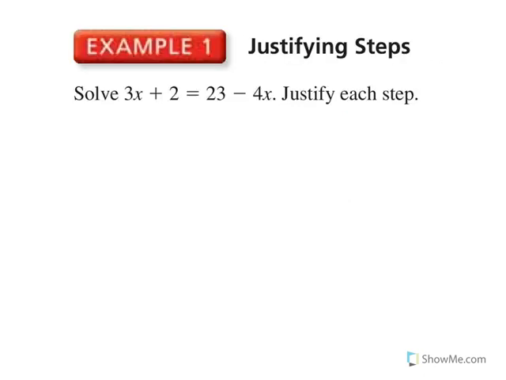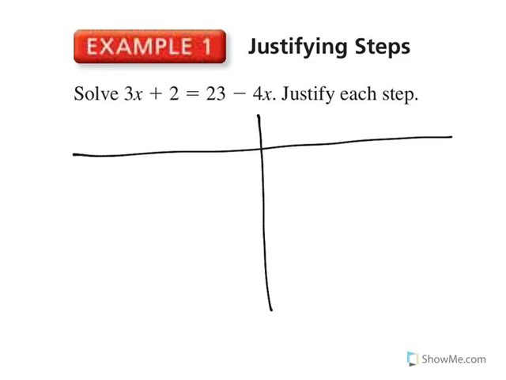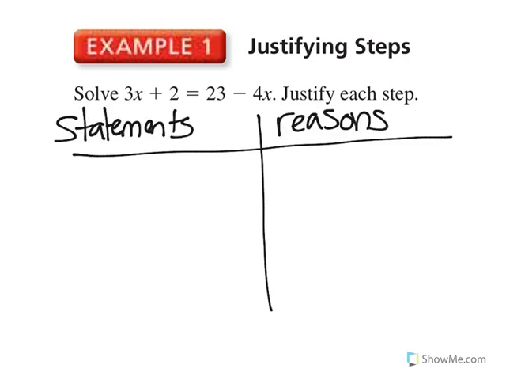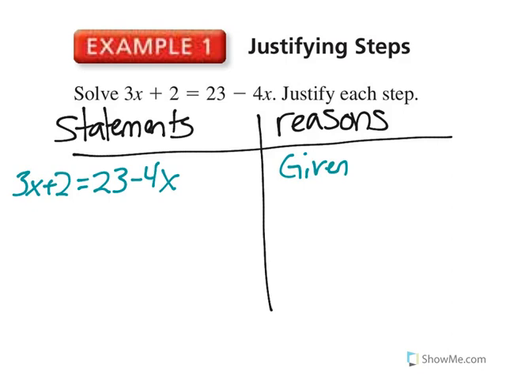So when we look at this problem, we are going to be able to create a table for it. We are going to have our statements and we're going to have our reasons. So on the left side, first I'm going to start with this equation that I was given. So I have 3x plus 2 is equal to 23 minus 4x. That's my first statement. My reason for this can be that it was just given to me. It's my first one. So then I'm going to work my problem like normal on the left, but I'm going to be telling how I'm doing it. What is my reason for being able to get to that step?